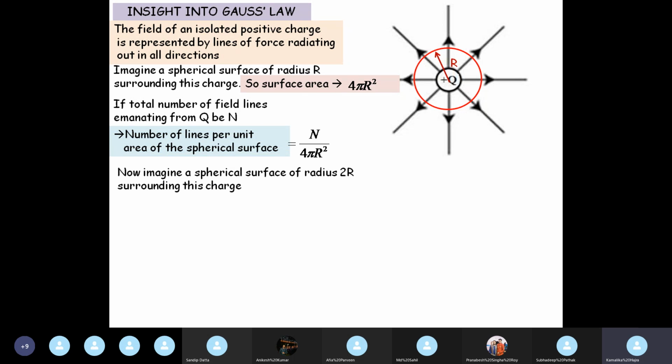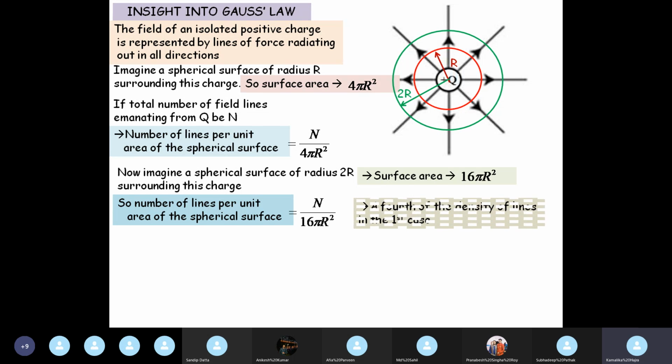Now if you take another surface at radius twice r from that charge Q, then the area of this surface is 16 pi r square. So the number density of electric field lines through this outer sphere, the green sphere, will be n by 16 pi r square, which is 1/4 of the density of lines in the first case. Since the density of lines of force is a measure of the strength of the electric field, the strength is definitely weaker at the outer surface than at the inner surface.